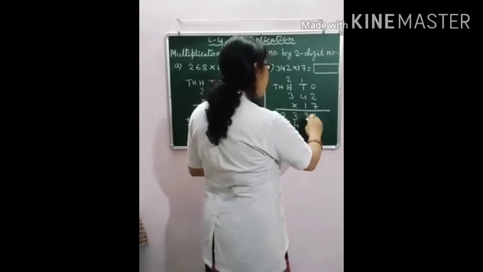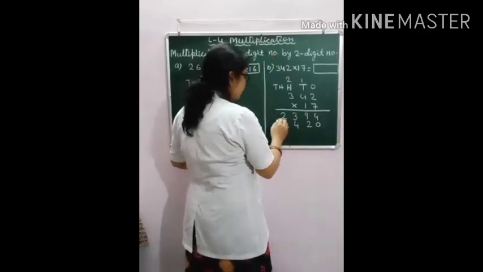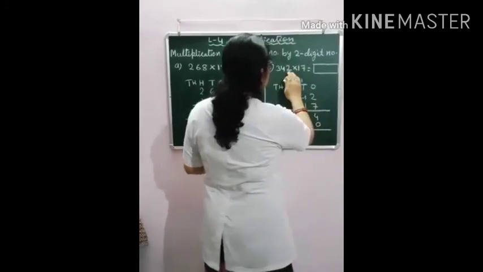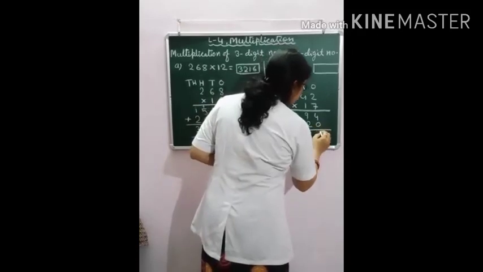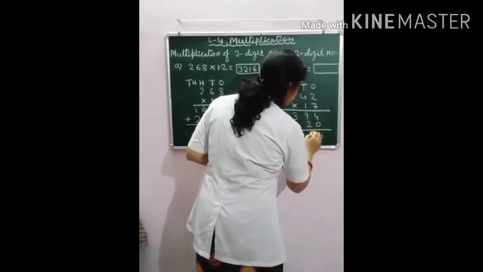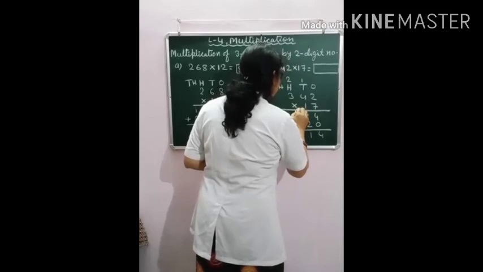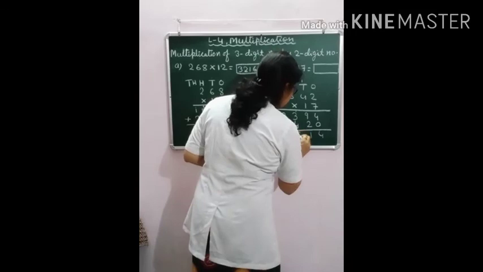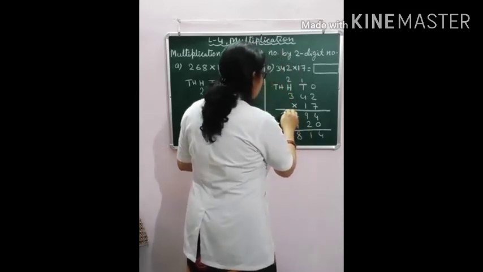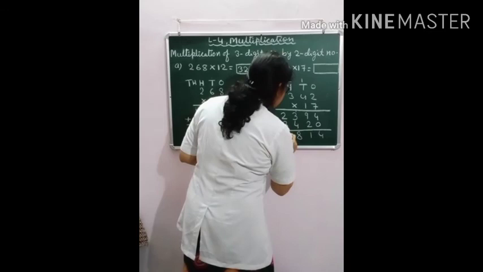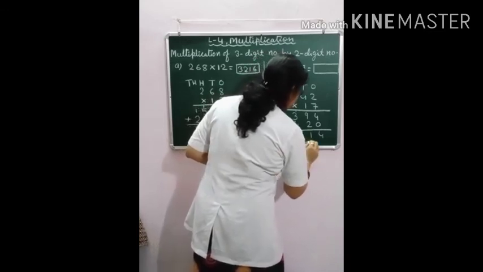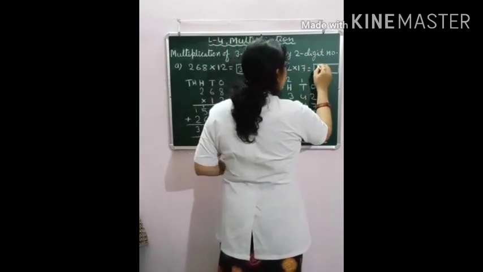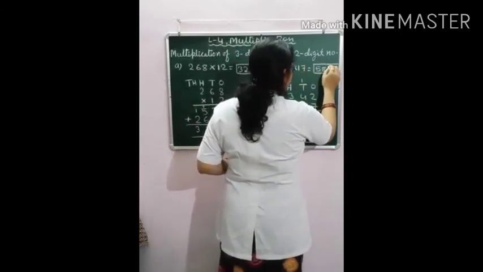Now again we have two sets of numbers. We will add these numbers and we will get the product of these two numbers. So 4 plus 0 is 4. 9 plus 2 is 11. We will write 1 here and 1 will be carried forward to the next place. 1 plus 3 is 4. 4 plus 4 is 8. We will write 8. Now 2 plus 3 is 5. Now this is the product of these two numbers. So 342 into 17 is 5814.